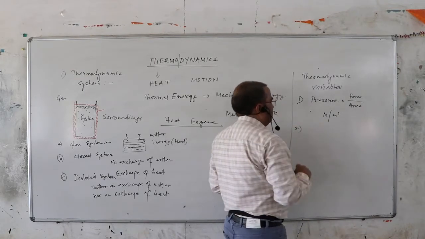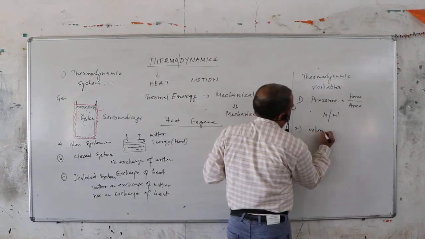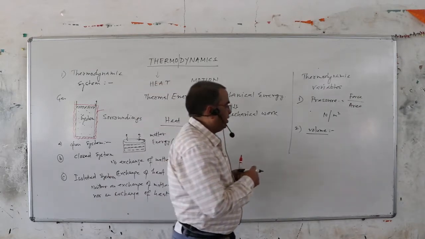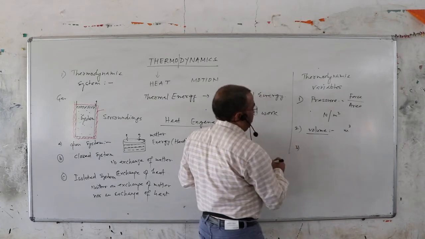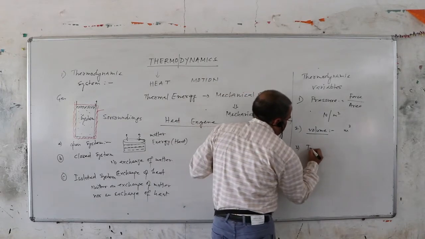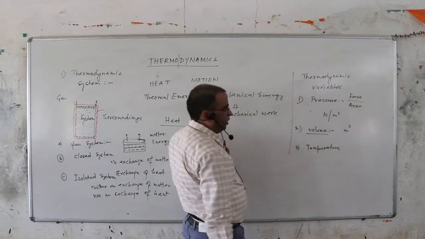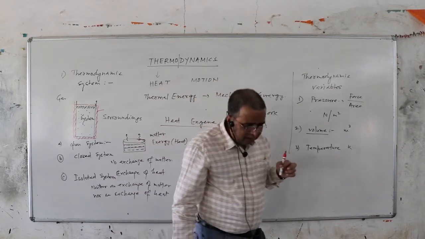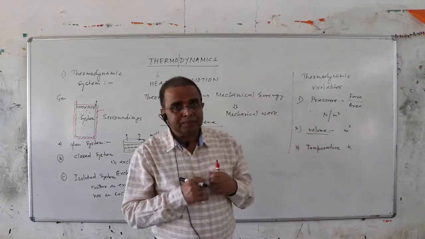The second variable is volume. Volume, you know well, is the space occupied, right? Volume has the SI unit cubic meter, and the third thing which is used to define a thermodynamic system, the most important, is temperature. Here the SI unit of temperature is Kelvin. We all know temperature. Temperature is nothing but the degree of hotness or coolness of the system. How hot or cold the particular system is.